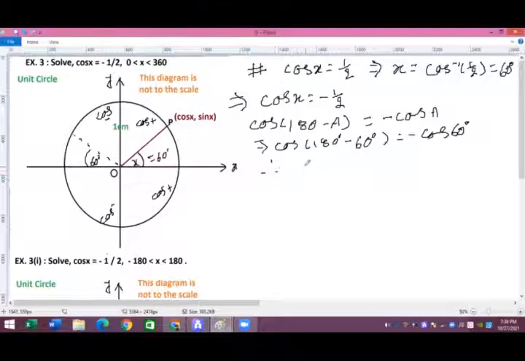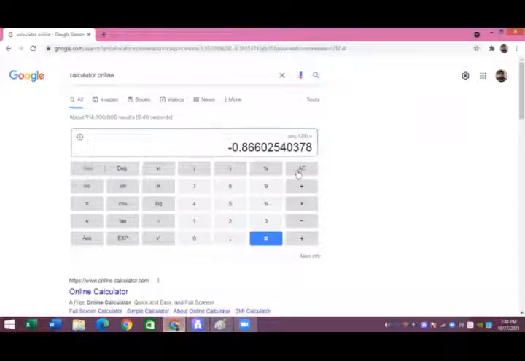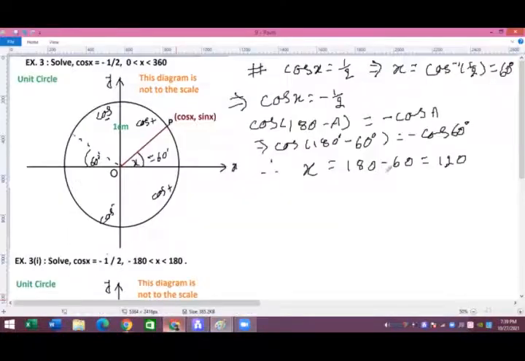therefore you can say that one of the possible values of x in this equation is 180 degrees minus 60, that is 120 degrees. If you like, you can go to the calculator again and you check for cos 120 degrees, and this value is minus 1/2. So this is true.